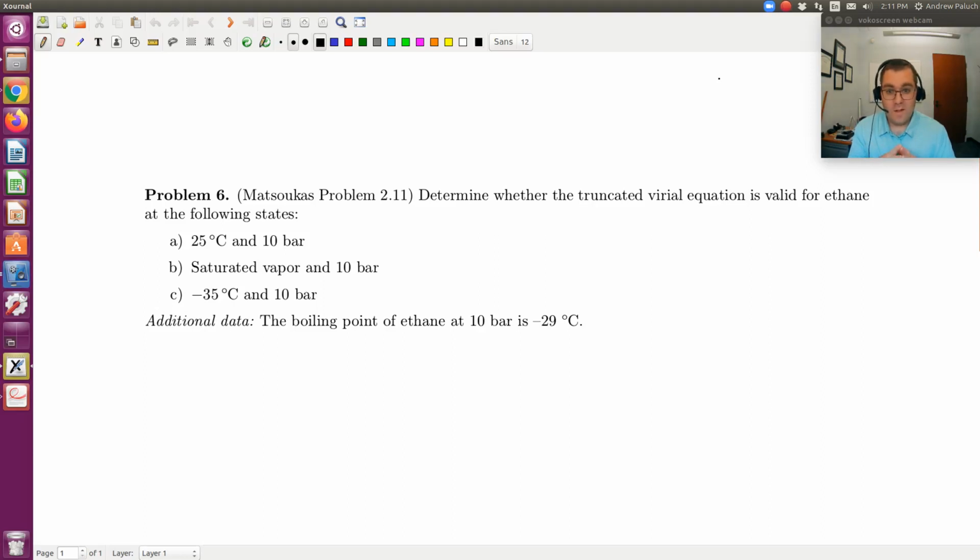All right, next let's take a look at problem 6. Problem 6 asks about the applicability of the Virial equation of state. You're asked if the Virial equation of state is applicable at 3 different conditions at the same pressure.